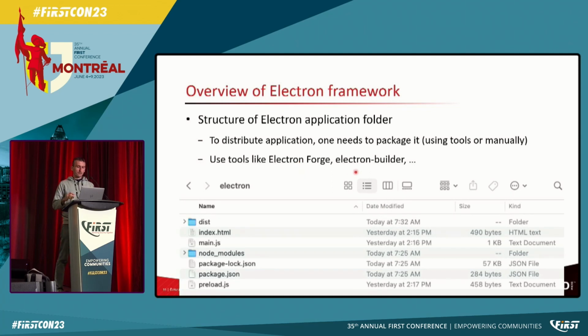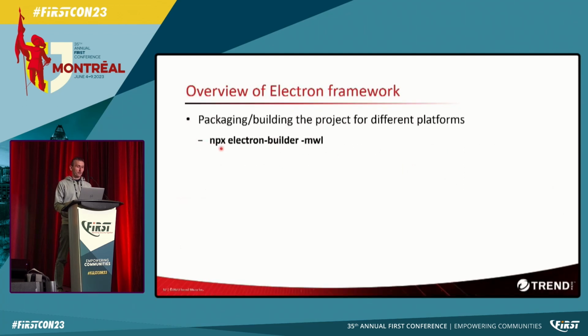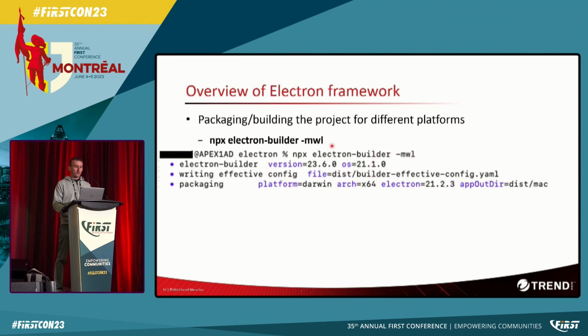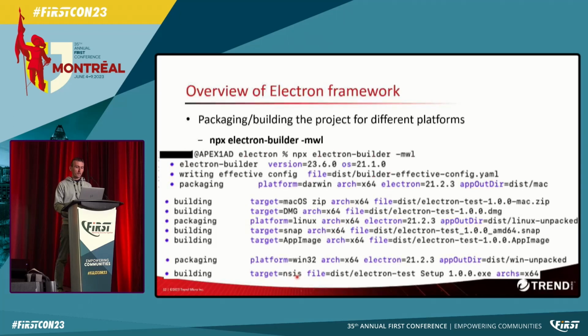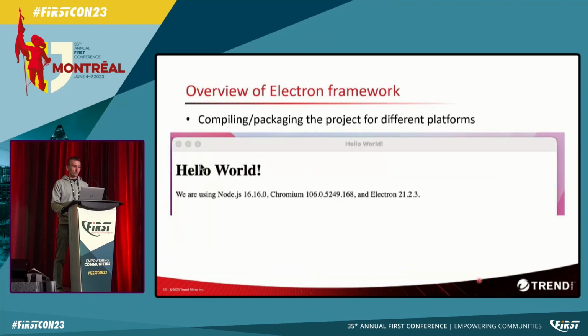Now you need to build and package these files. For this task you use, for example, a tool called Electron-Builder or some others, and you run a very simple command, npx, the Node package execute. Electron-Builder is the tool for packaging and building the project, with -m for macOS, -w for Windows, -l for Linux, and then the building process starts. This tool packages your application for the platform darwin, which is macOS, and the output formats are, for example, a macOS zip file, a macOS DMG Apple disk image, then for Linux, snap or AppImage format, and for the Windows platform, NSIS, the Nullsoft installer, and an executable file. So with just one command, you get five different packages for three different platforms.